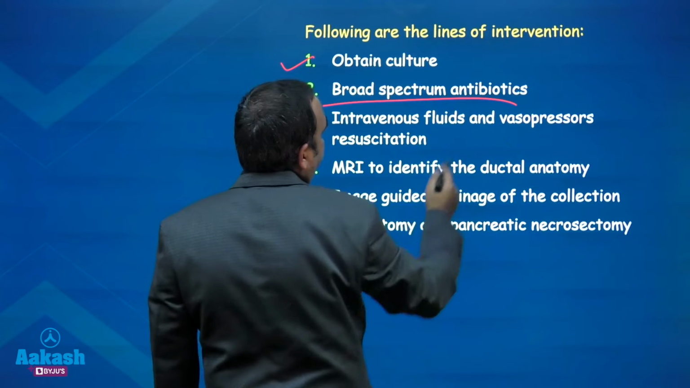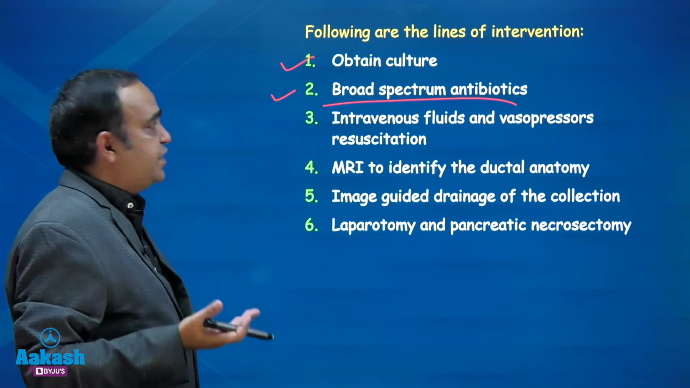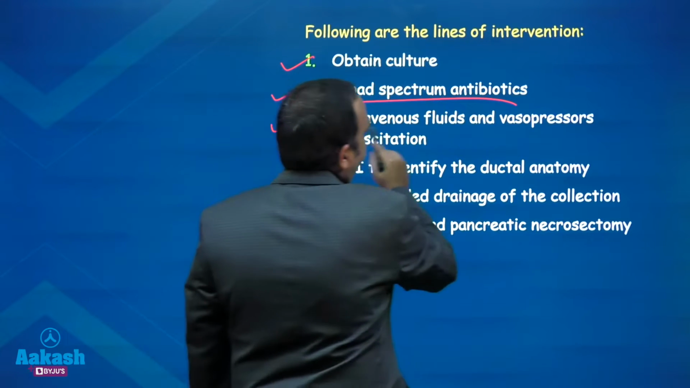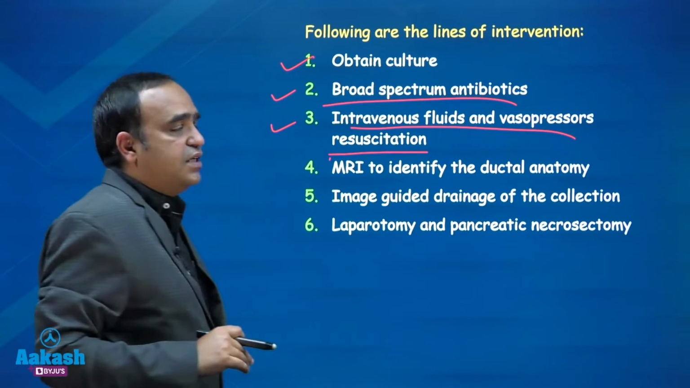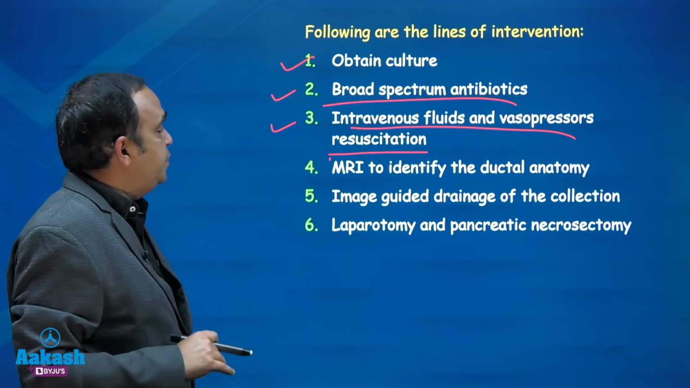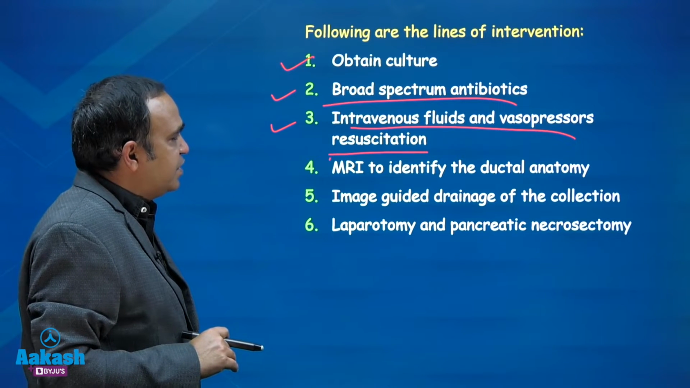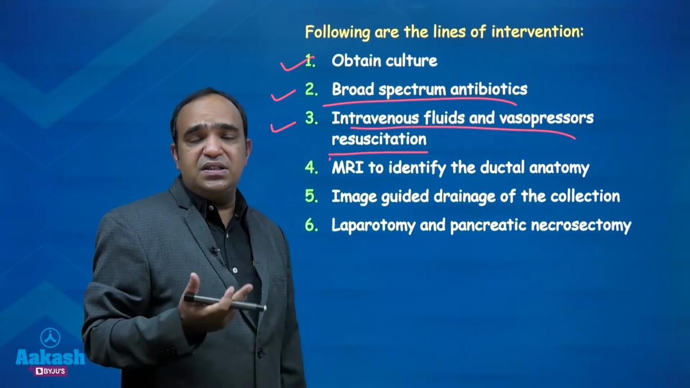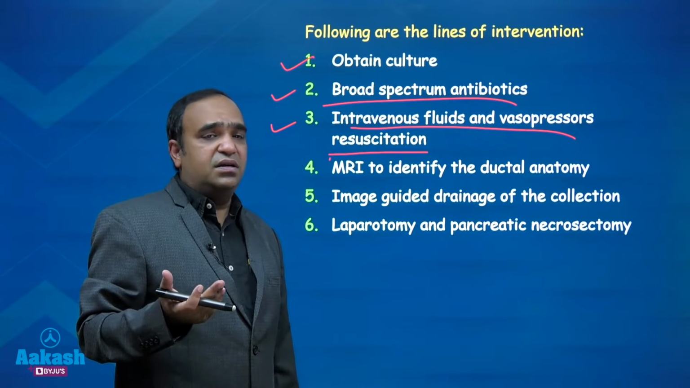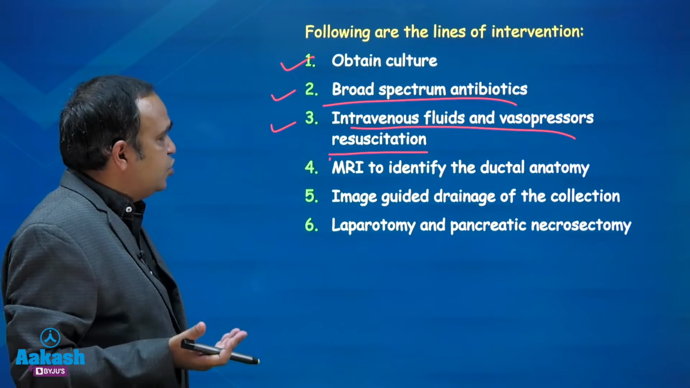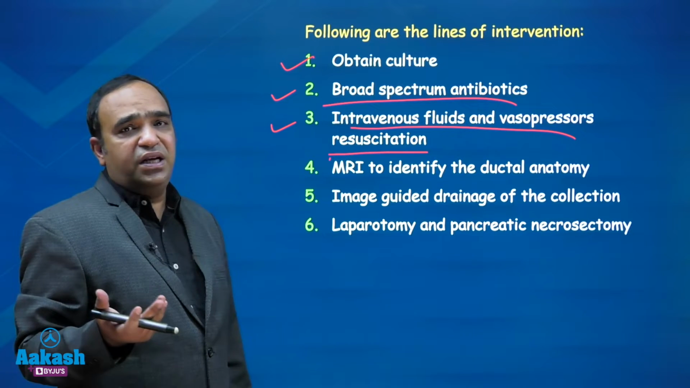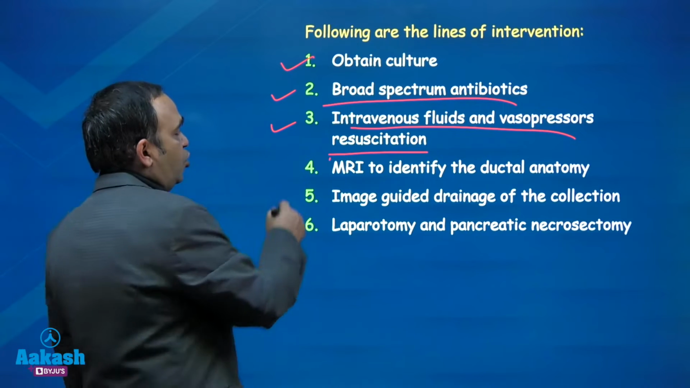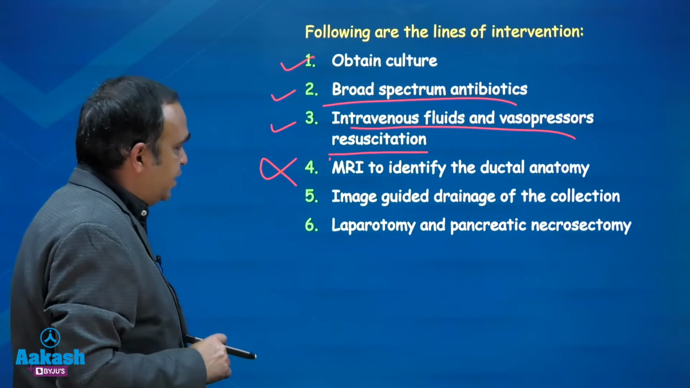Then broad spectrum antibiotics, definitely, it's a clear cut infected collection, infected necrosis. Intravenous fluids, and so obviously fluid and drugs resuscitation will be needed because the patient is unstable. MRI to identify the ductal anatomy, does it really help in the immediate management? Patient is hemodynamically unstable, diagnosis is relatively known. So knowing about the ductal anatomy at this moment is not required, can be done at a later stage, but not the part of early treatment, early management.